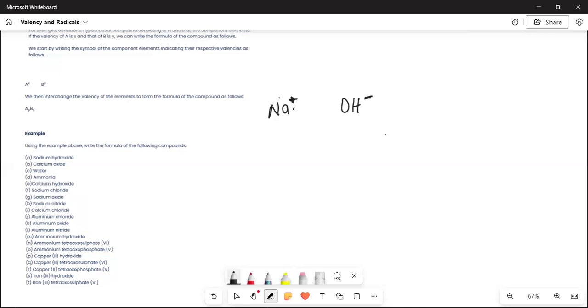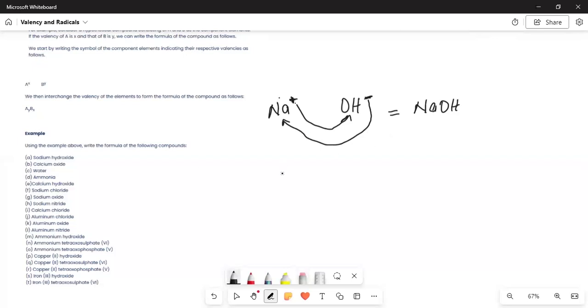So for a bond to be formed between them, for a reaction to occur between them, there has to be an exchange of valency. So hydroxide will pick the 1, sodium will also pick the 1. Both of them are 1, 1. Then the formula of sodium hydroxide is NaOH. When it is 1, we don't need to write it. We don't need to write 1, 1. NaOH is the formula of sodium hydroxide.